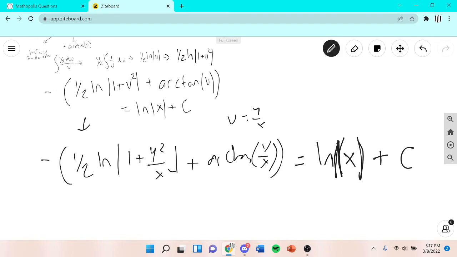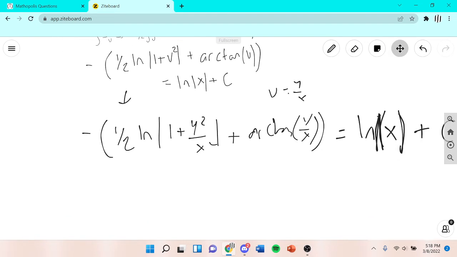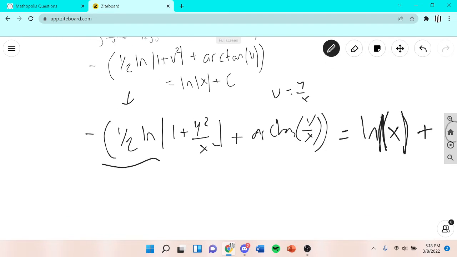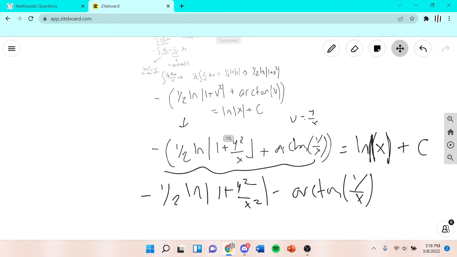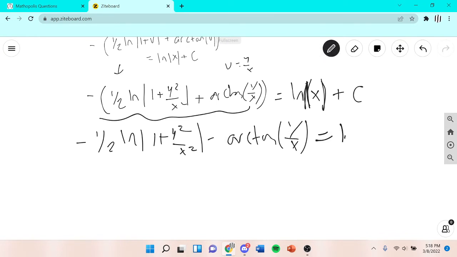Now what I'm going to do is, because the negative carries over here, I'm going to add... actually, first, I'm not going to set this equal to anything here. I'm just going to worry about this side. So this is equal to negative half ln 1 plus y squared over x squared minus arctan y over x. And it's equal to ln of x plus c.